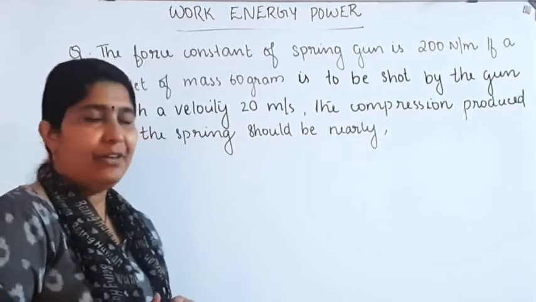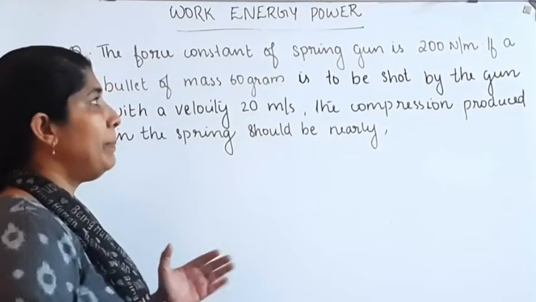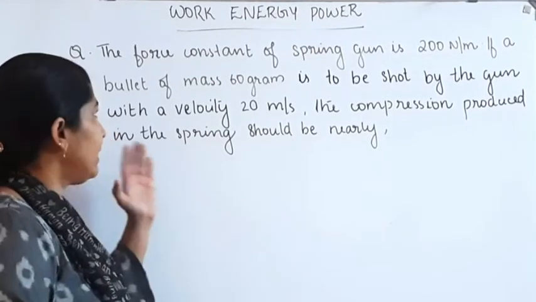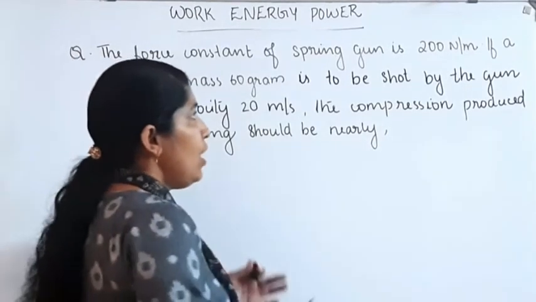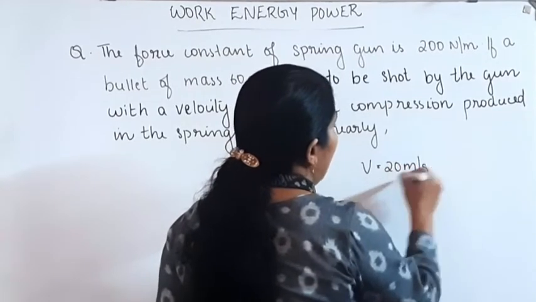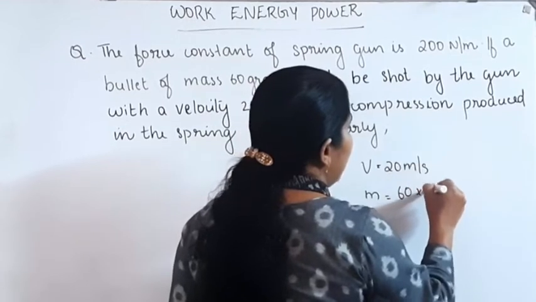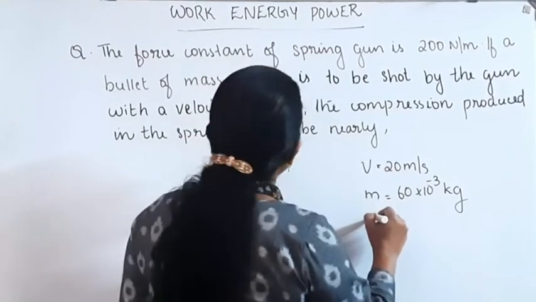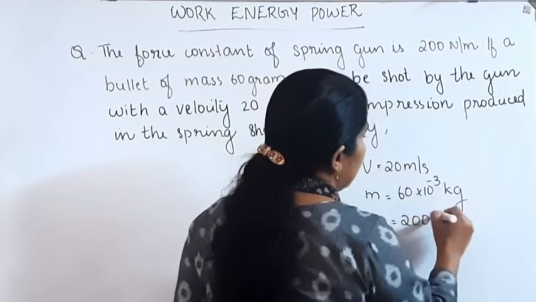Our next question: the force constant of the spring gun is 200 Newton per meter. If a bullet of mass 60 gram is to be shot by the gun with a velocity of 20 meter per second. Velocity of the bullet v is equal to 20 meter per second. Mass of the bullet is 60 gram, that is 60 into 10 raised to minus 3 kg. Force constant of the spring k is equal to 200 Newton per meter.